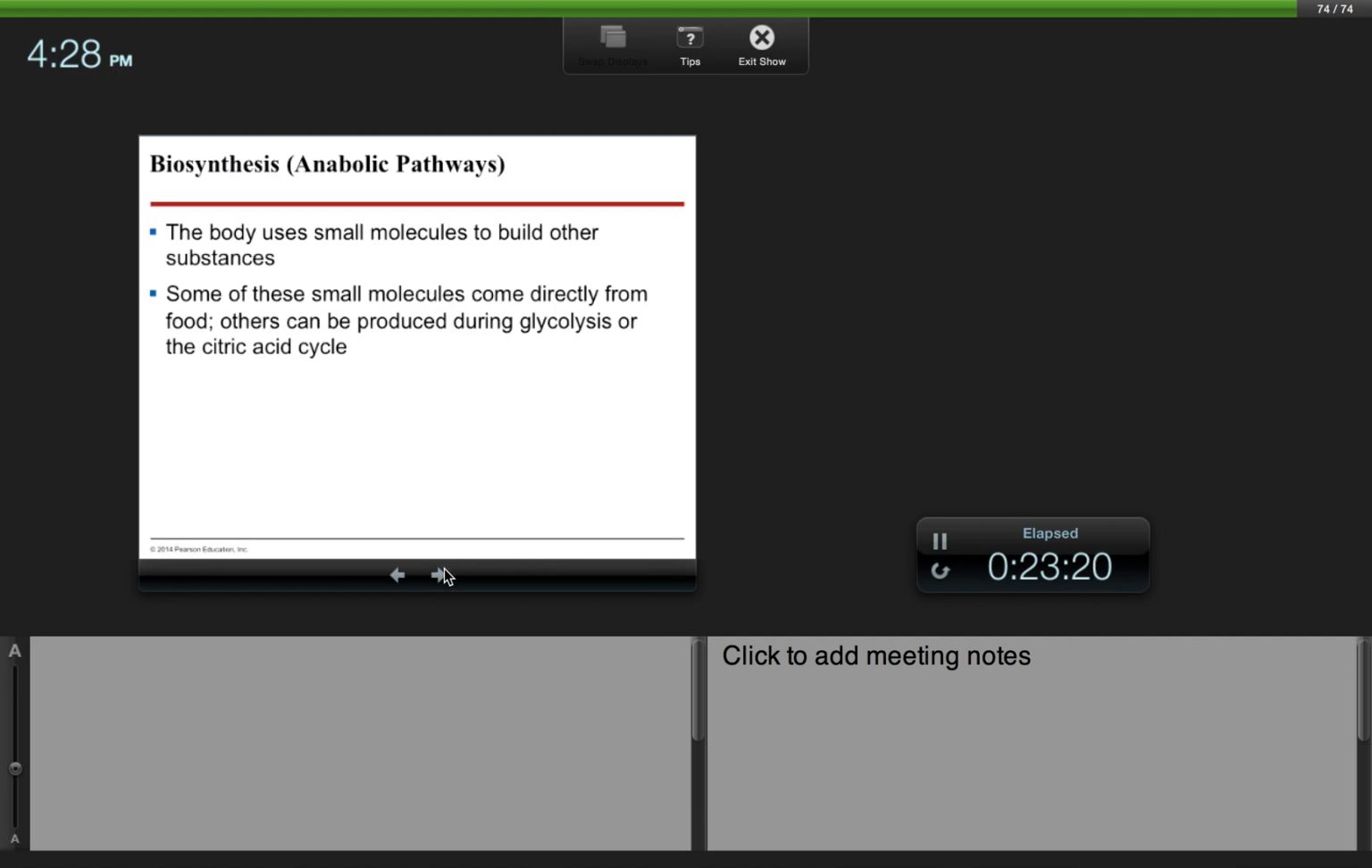The body uses small molecules to build other substances. So for example, it uses amino acids to build proteins or polypeptides. Some of these molecules come directly from food, others can be produced during glycolysis or the citric acid cycle.